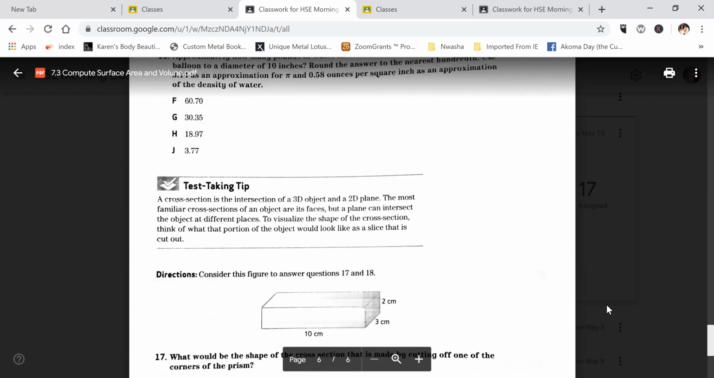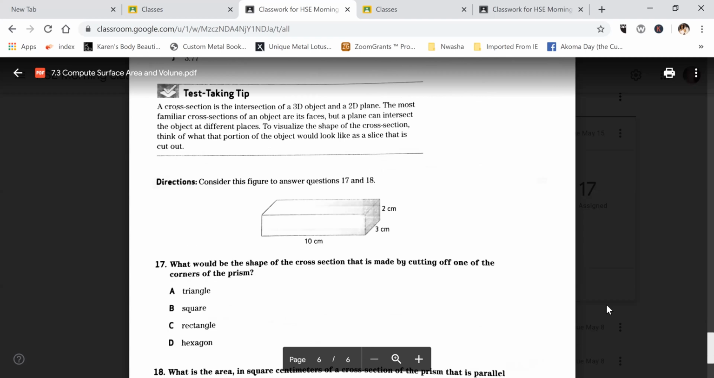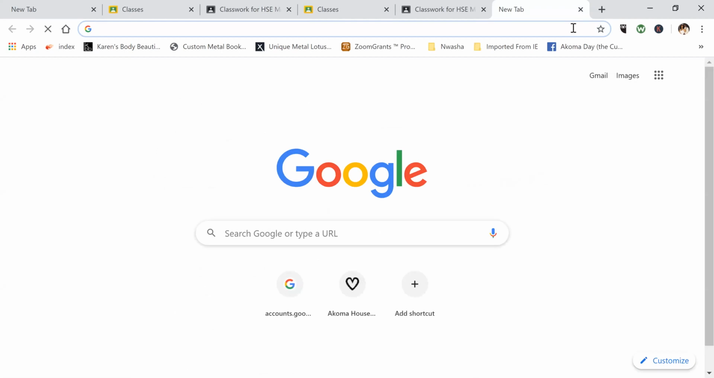Well, we're going to look at this test taking tip first. The cross section is what we were just talking about, like it could be slices. And it's telling you the cross section is the intersection of a 3D object and a 2D plane. So on Math is Fun, let me go back to that one real quick.